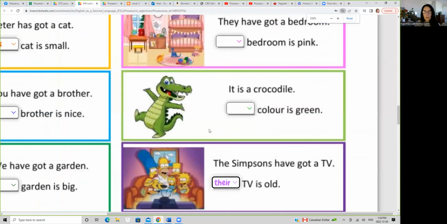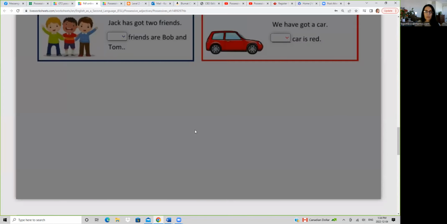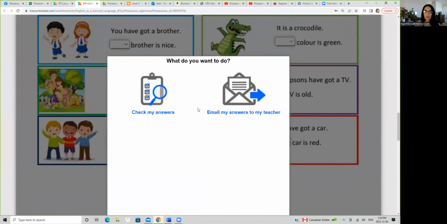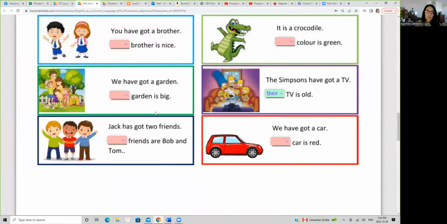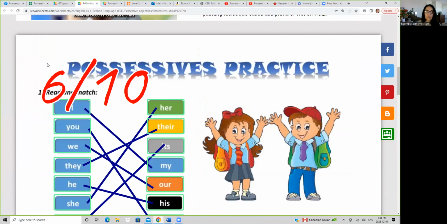Okay, when you finish with these kinds of exercises, I'll show you what to do. You can click on the finish button and don't send the answers to your teacher, because if the teacher didn't give it to you, it won't work. But you can check my answers and then the computer will correct it for you. If you are not satisfied with the mark, 6 out of 10, you can do it again.